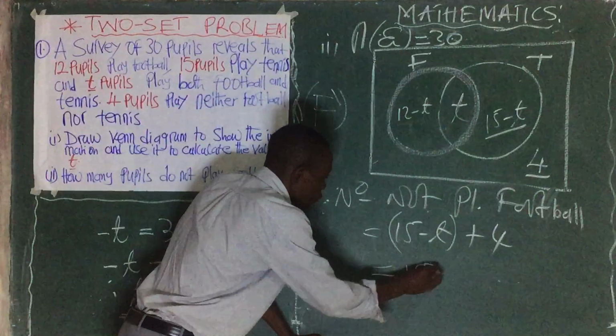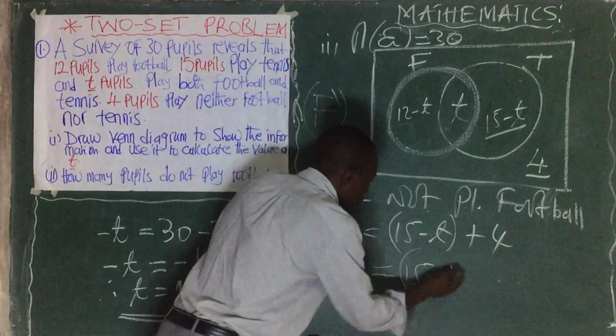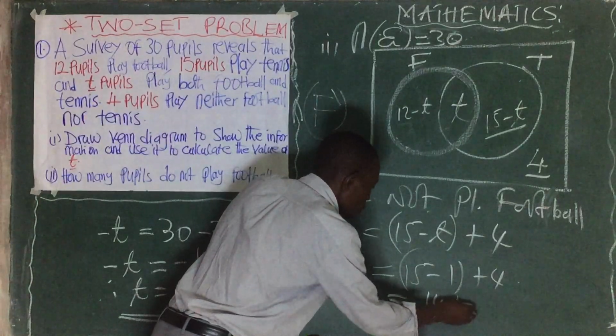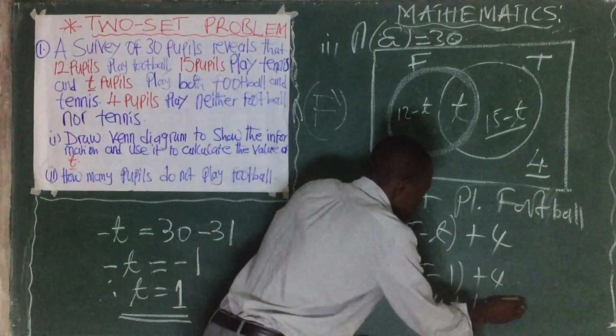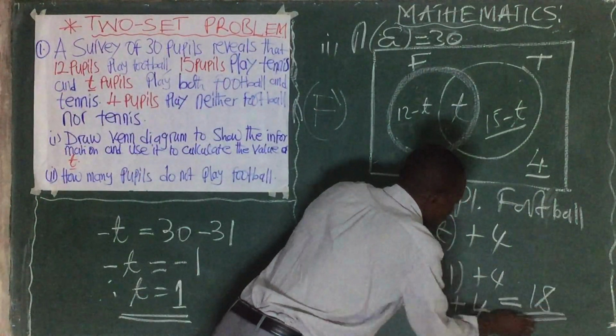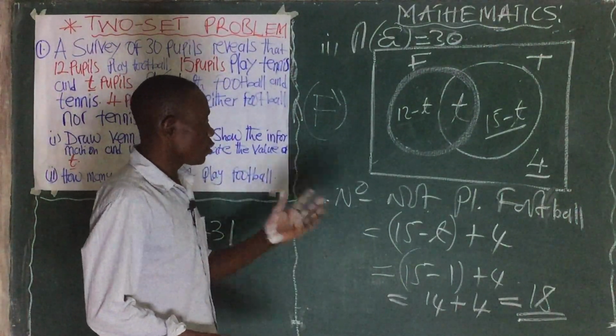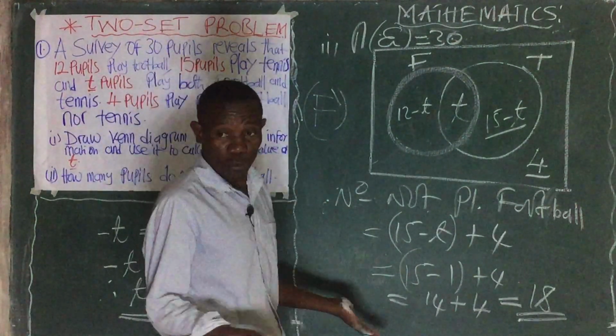So here it means we have 15 minus 1, plus 4. Here 15 minus 1 gives us 14, which is going to be added with 4. And the answer we have is 18. So that's the way we go. It means 18 students do not play football.